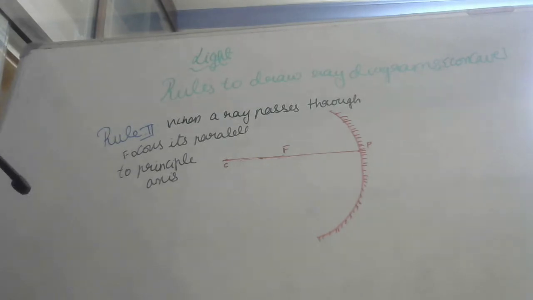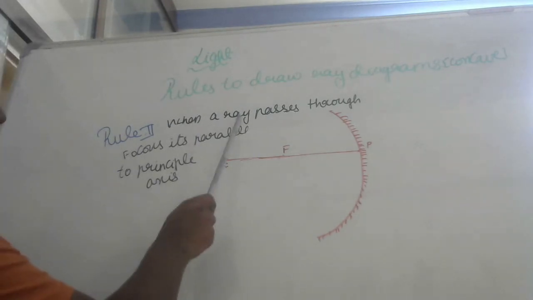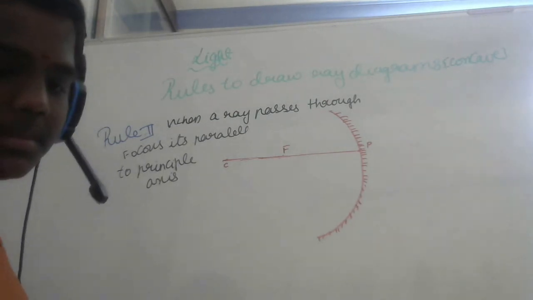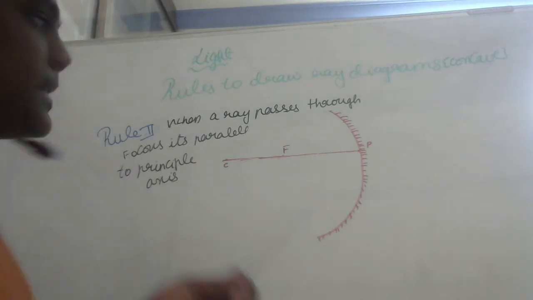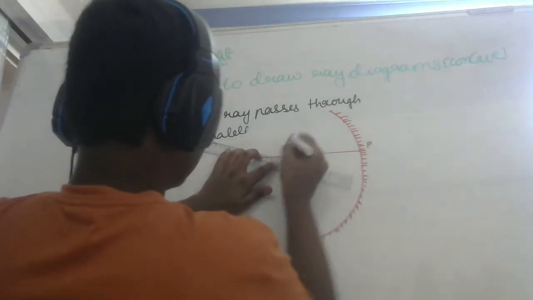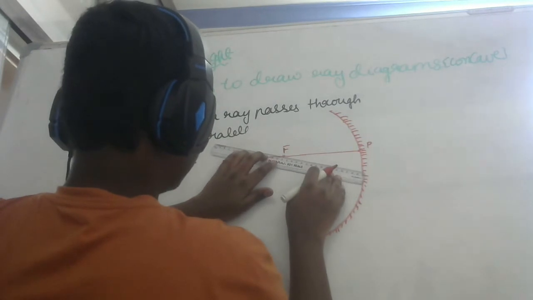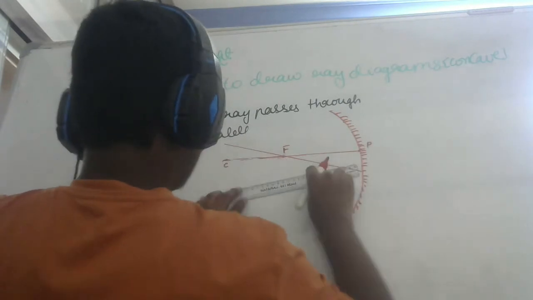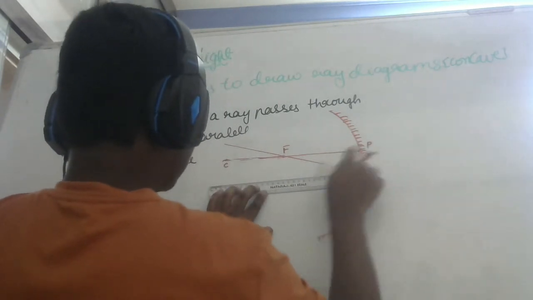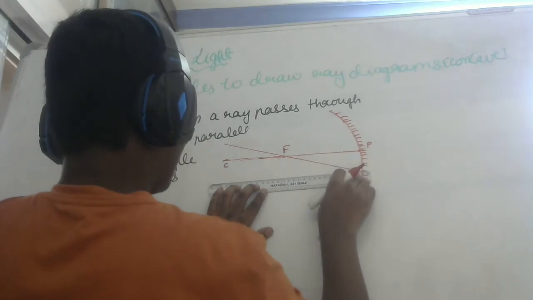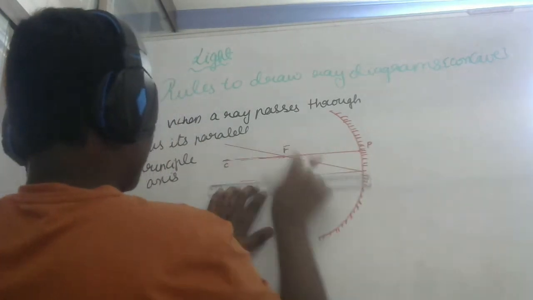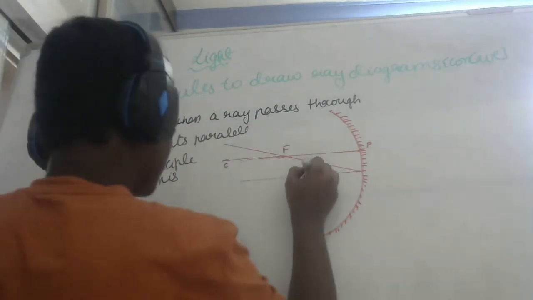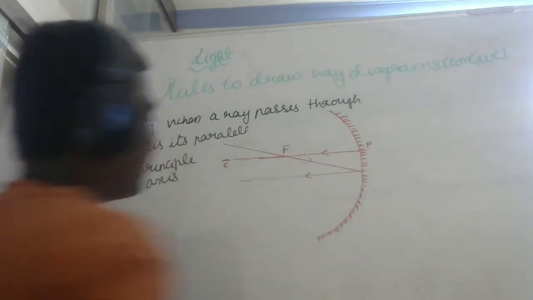Now what does rule 2 say? When a ray passes through focus, it becomes parallel to the principal axis. If you take a ray which is passing through focus, now this is my focus point. Suppose there is a ray that is passing through focus, striking the mirror. What is happening after striking the mirror? It is running parallel with the principal axis. So if a light ray is passing through focus, it is running parallel to the principal axis.